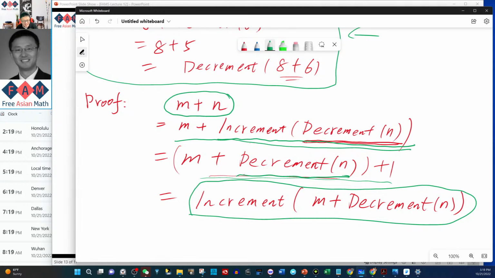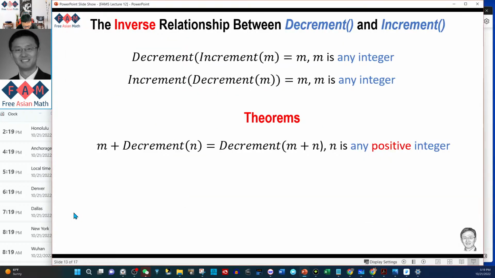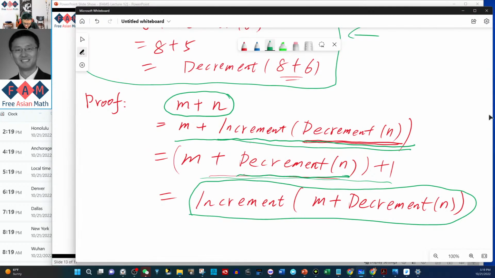Now what? This is actually just 1 step away from what we need to prove. We want to prove this relationship, right? But remember, we can use decrement, increment on the same number, or we can do this at the same time. So we just prove m plus n equals to increment of m plus decrement n.